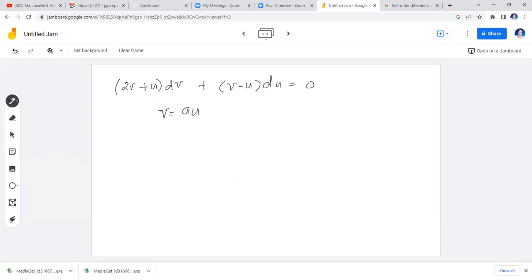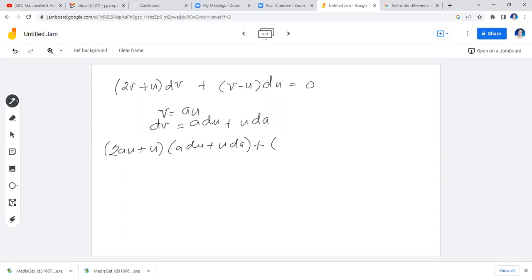Okay? So we now differentiate this. So dv is equal to a du plus u dA. Then you go back here and substitute. This is quite a long procedure, but that's how we solve coefficient linear equations in two variables. Okay, now for the v here, you change that to au. So 2au plus u, and the dv will be changed to this: a du plus u dA.